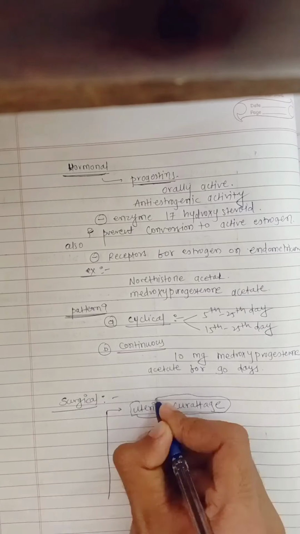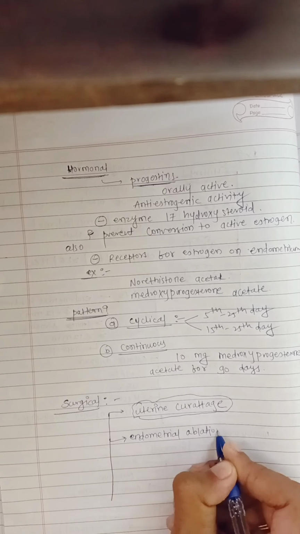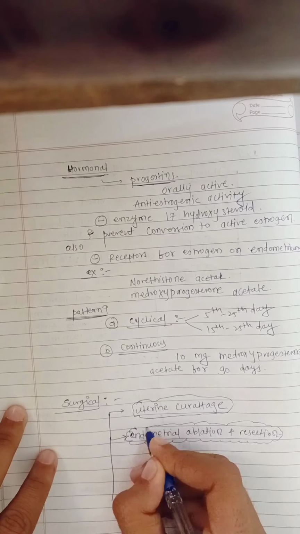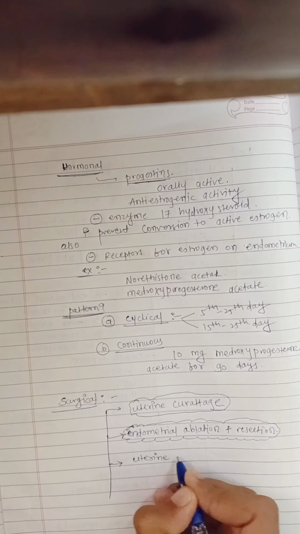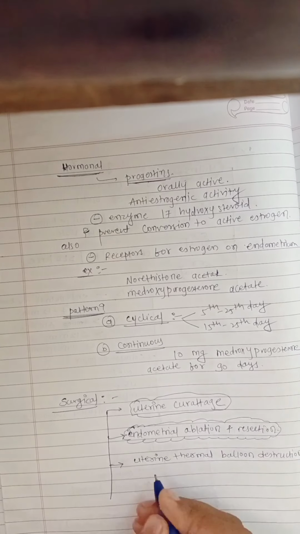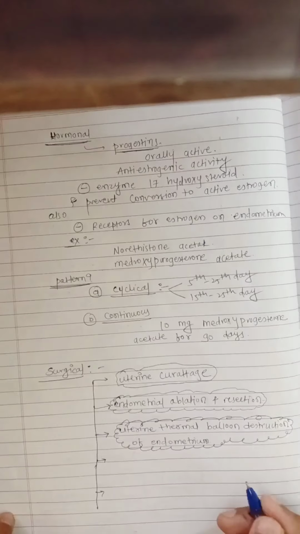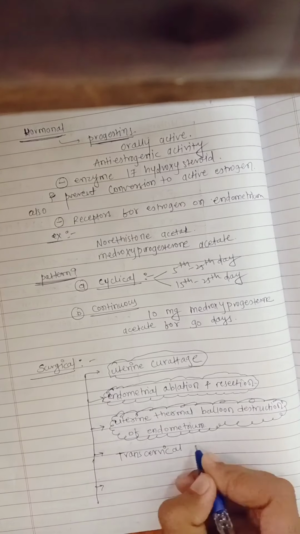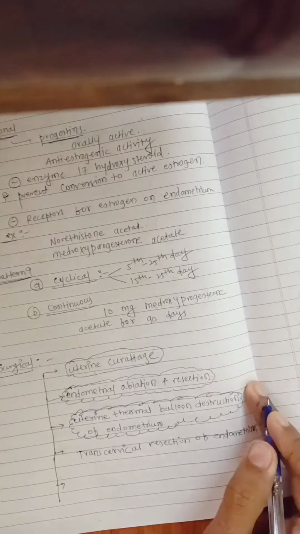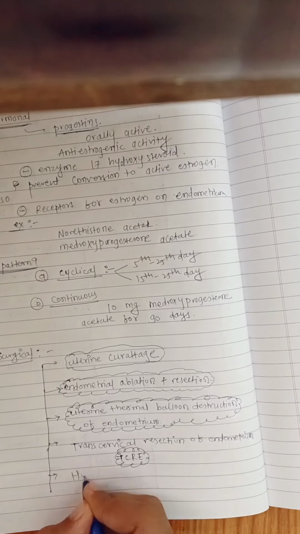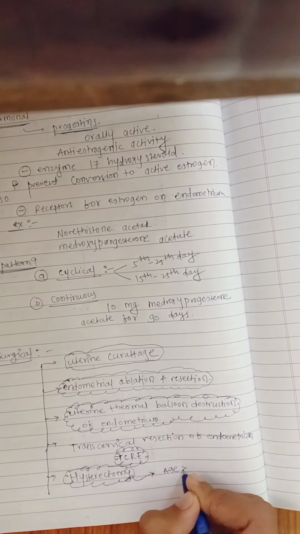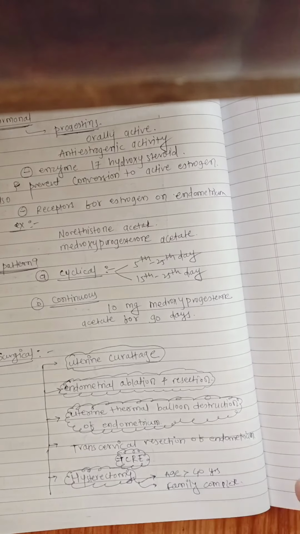Surgical management: uterine curettage is done, endometrial ablation and resection is done. Third being uterine thermal balloon destruction of the endometrium, and fourth being transcervical resection of endometrium, and last is hysterectomy, and age 40.